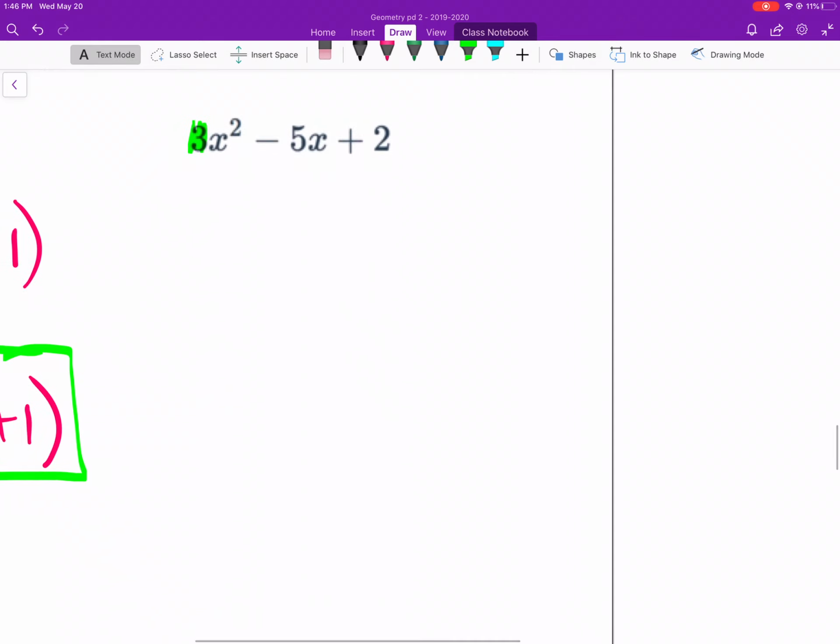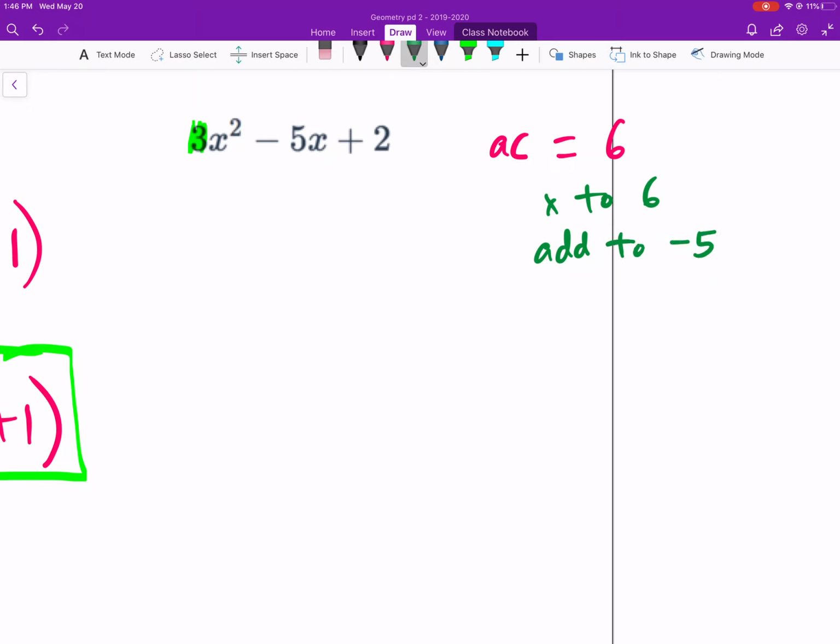Alright, another example of AC. A times C here would be 3 times 2, which is 6. Alright, so we need them to multiply to 6 and add to the B value of negative 5. So what are these values? What's going to multiply to a positive 6 and add to a negative 5? Since they're multiplying to a positive value, the signs have to be the same. This would be negative 3 and negative 2.